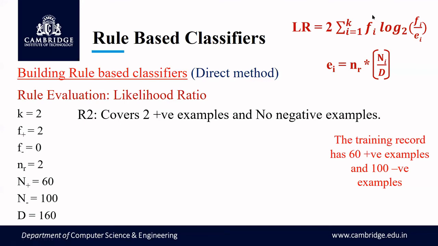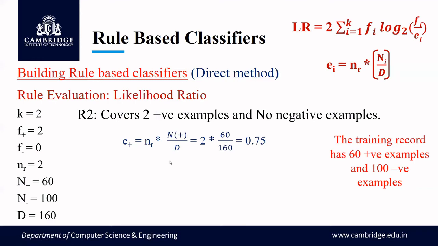Okay. So to find N plus, we consider the training record. When I consider the training record, it is 60 positive, so N plus is 60, and 100 negative, so N minus is 100. D is 160. So let us find E plus now, the expected frequency E plus for this rule. E plus for this rule is 0.75. How did I get that? By substituting the values that we have listed here. NR is 2, N plus is 60, N minus is 100. So it is 0.75.